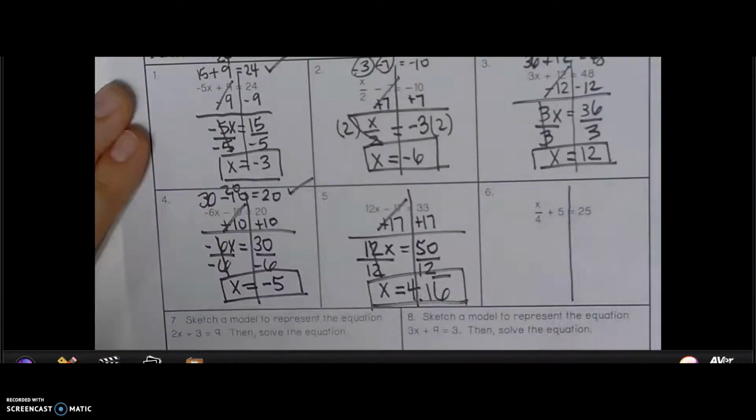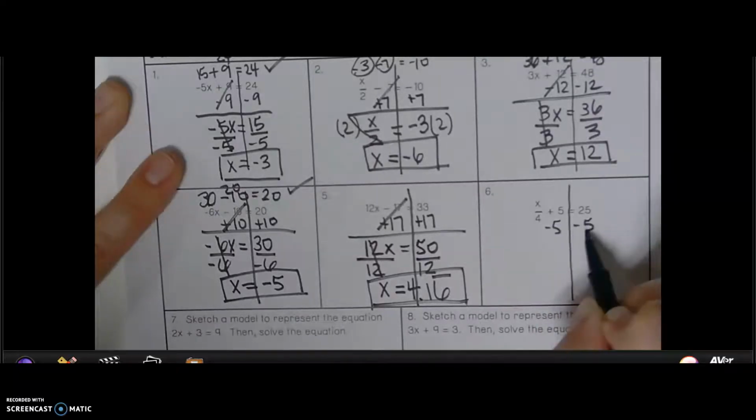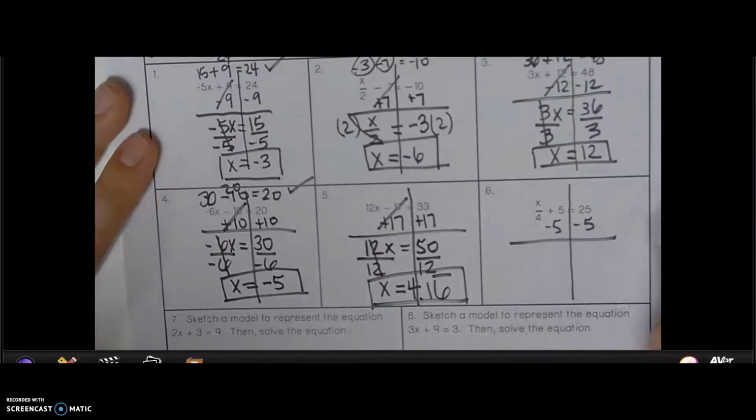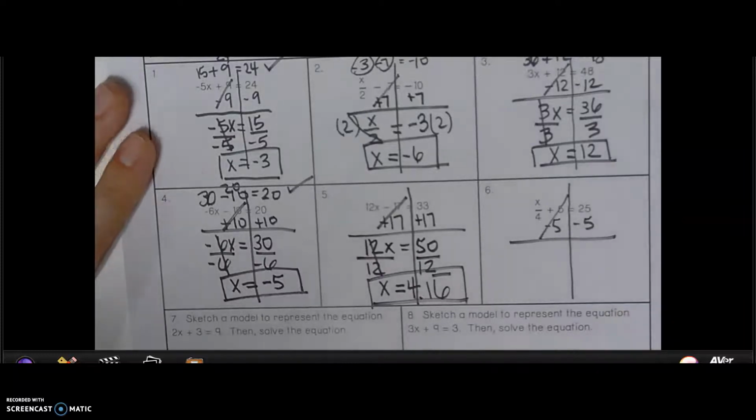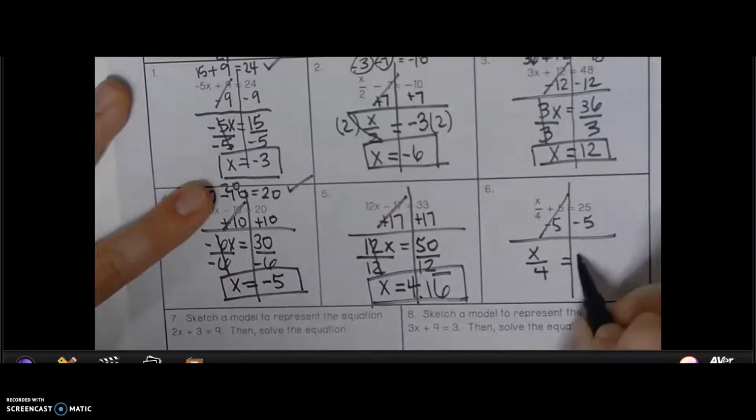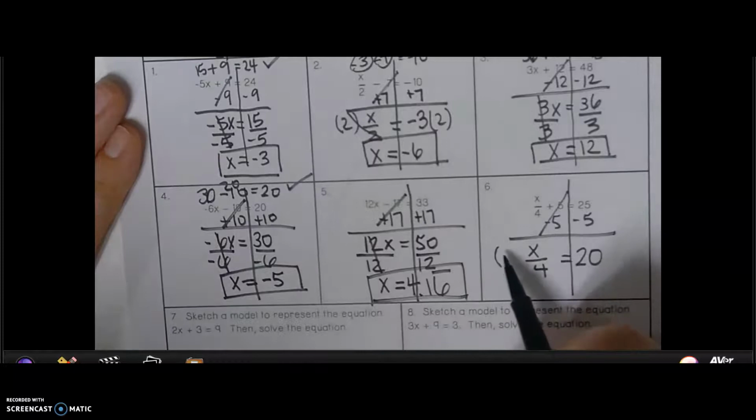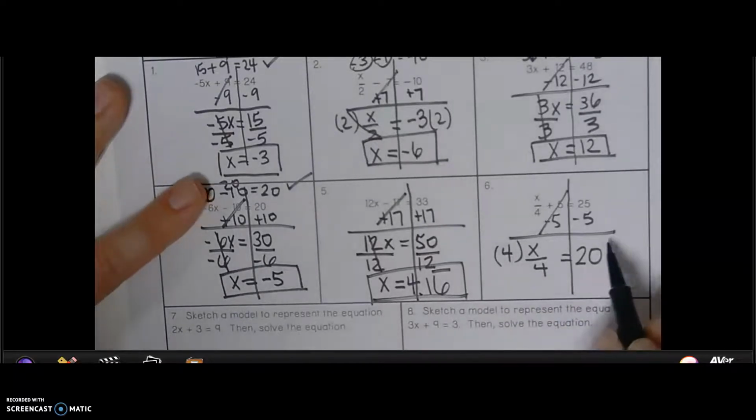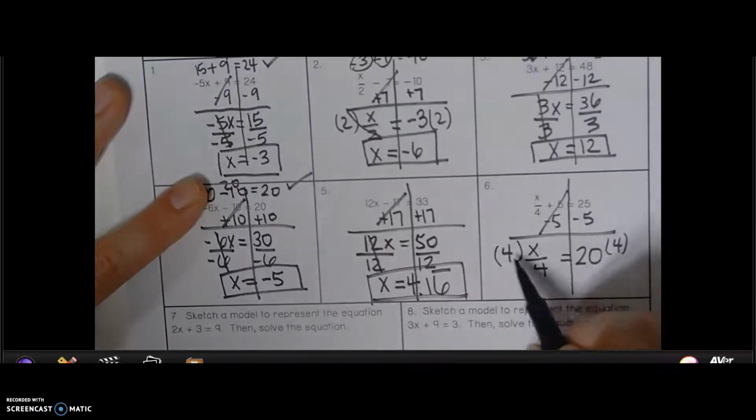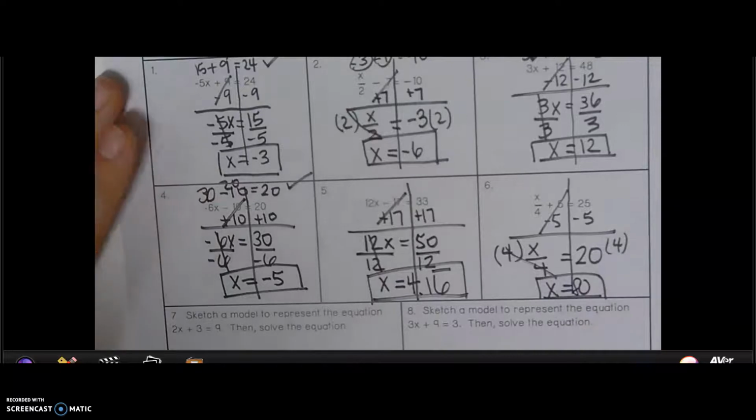x over 4 plus 5 equals 25. So we're going to subtract 5 from this side and subtract 5 from this side. I'm going to get rid of that constant. There's my zero pair. That'll give me x over 4 is equal to 25 minus 5, which is 20. Now I have division, which I'm going to undo with multiplication. So I'm going to multiply each side by 4. That would give me x is equal to 20 times 4, which is 80.